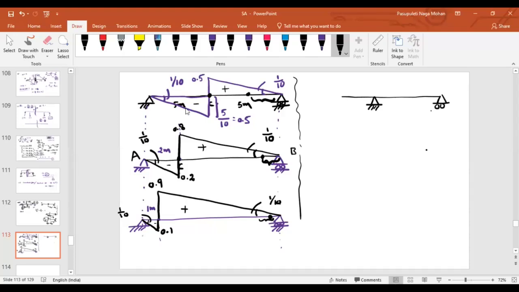Clear, sir. Now, again the same thing, but I have considered the overhanging part. Again, here the distance is 5 meters and 5 meters. I have considered the point C.